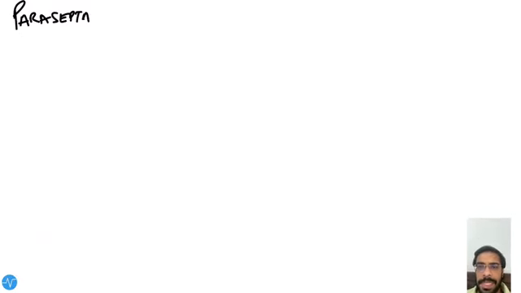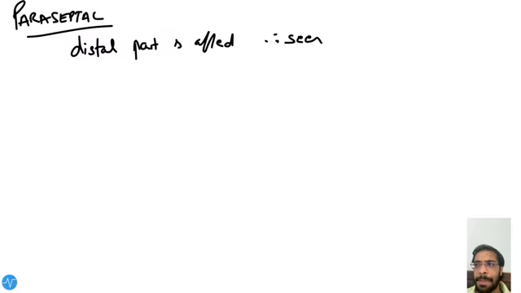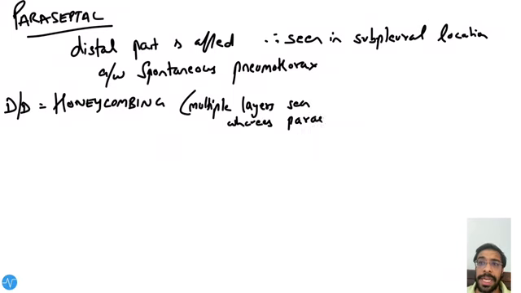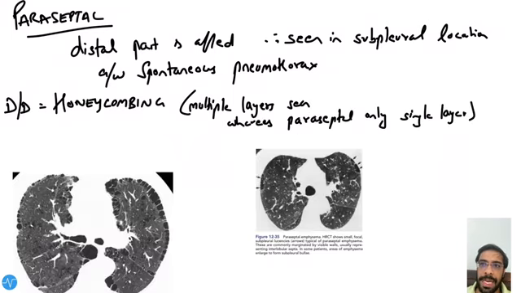Now the next type is the paraseptal type. The distal part is affected, therefore it is seen in the subpleural location. It is associated with spontaneous pneumothorax, and the differential diagnosis is the honeycomb pattern. But in honeycomb, multiple layers are seen, whereas in paraseptal only a single layer is seen. Let's see the diagram. Here you can see that near the subpleural location there are low attenuation areas, and the arrow mark is also showing those areas. This is paraseptal, with the distal part affected, therefore it is in this location.